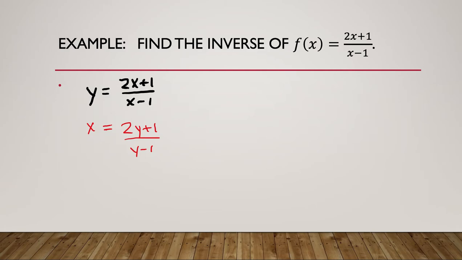Now again, because the fraction is the part that is the most intimidating for us to work with, we're going to deal with that first. So I'm going to eliminate that fraction by multiplying both sides of the problem by the denominator. The denominator is y minus 1, so I'm going to multiply both sides times y minus 1. On the right-hand side, the y minus 1s are going to cancel out, which just leaves me the top part, the 2y plus 1.